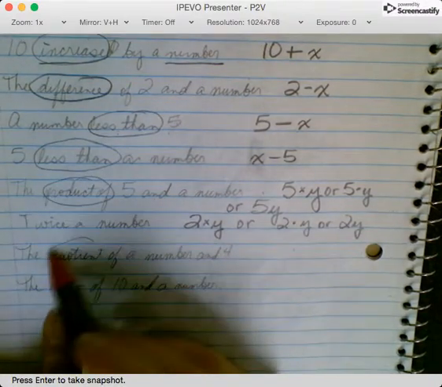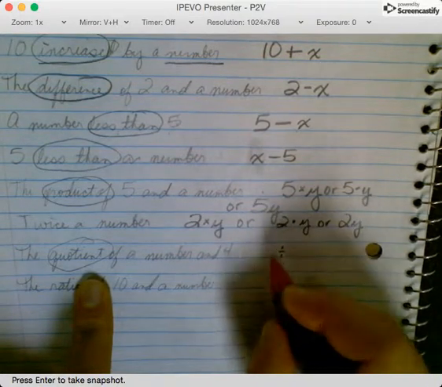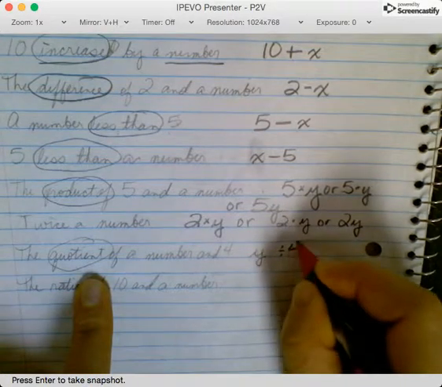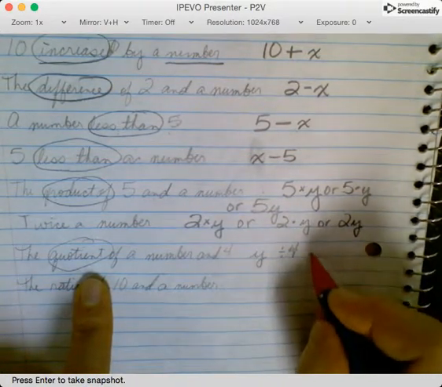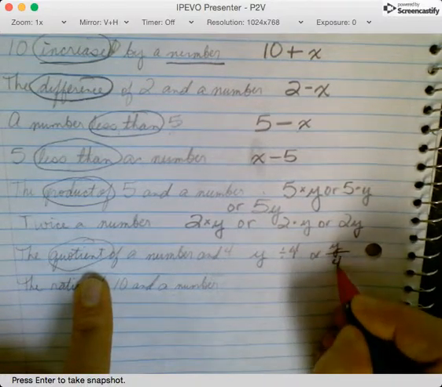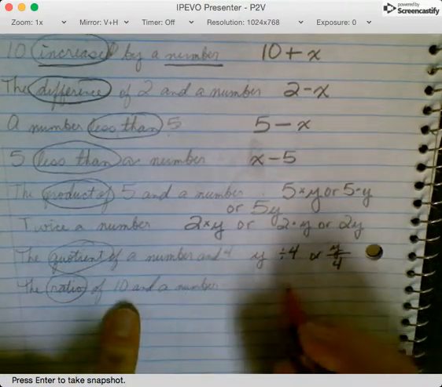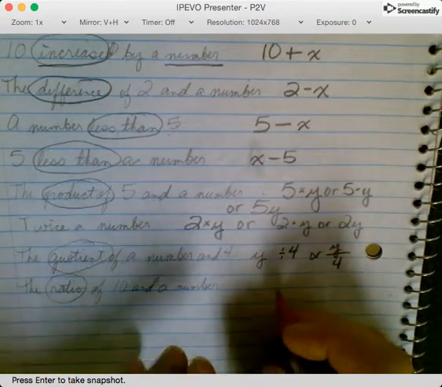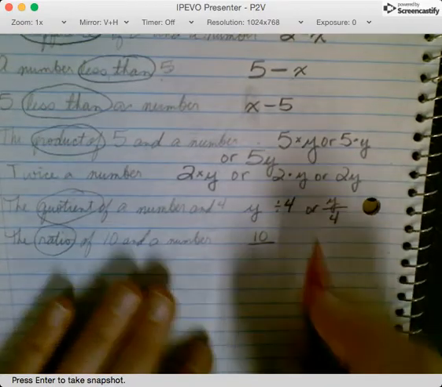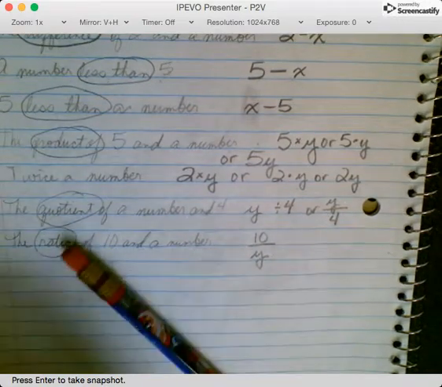The quotient is division of a number and 4. So that would be my number divided by 4, or I could actually show division as my number over top of 4. The ratio of 10 and a number. Now this one says ratio, so I'm going to put my 10 on the top and my number y on the bottom. Okay, so those are some examples.